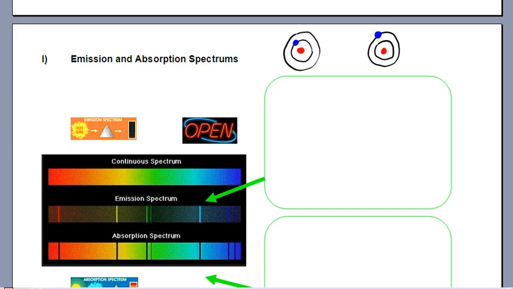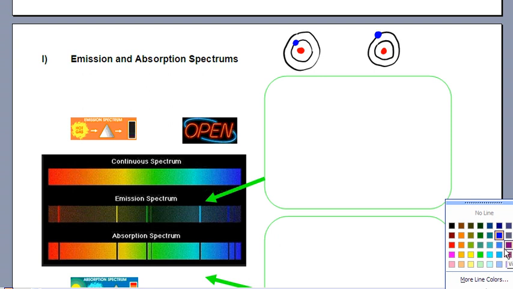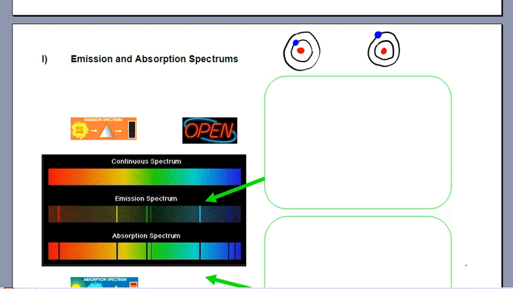Okay, so let's make a little note here. First thing, we've been talking about these emission spectrums, where gases give off light once they're excited. So one key thing to note as a physicist is that each gas has a unique spectrum.